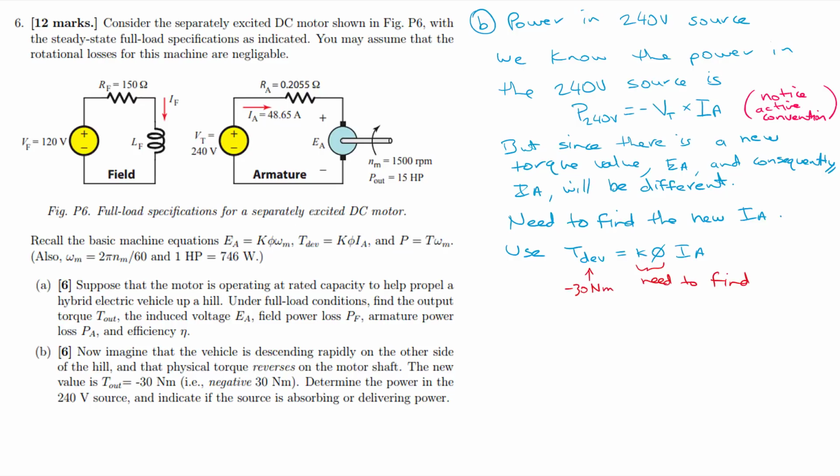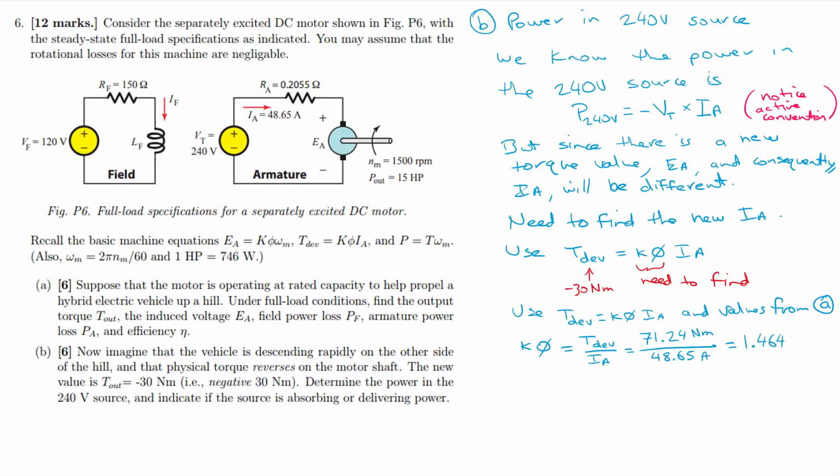So then we're going to go back to our original part A to get values to solve for K phi. We already know minus 30 Newton meters, and we need to find K phi. So we're going to use the same equation: T developed is equal to K phi times IA, but using the values from part A.